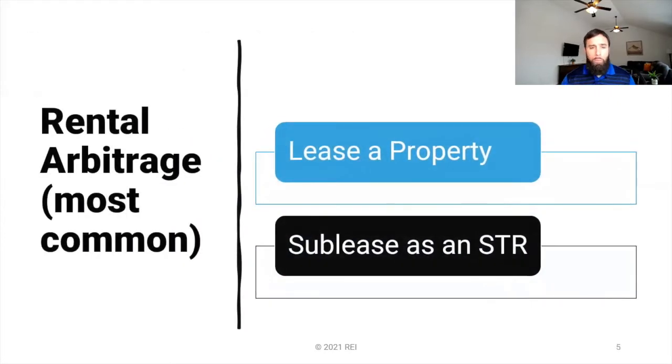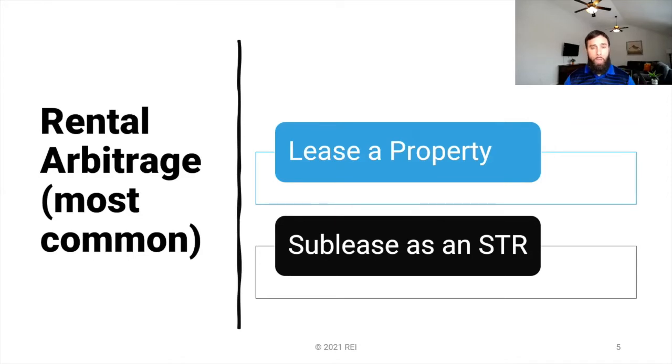So one of the more common ways that we see people accumulating properties to put on the short-term rental platforms is called rental arbitrage. That's a fancy way to say lease and sublease. All that means is that I can go talk to a homeowner. I can guarantee them rent for 3, 4, 5 years with the intentions, and I'm open about this, I'm going to rent your house out as a short-term rental on Airbnb, VRBO, and the like.